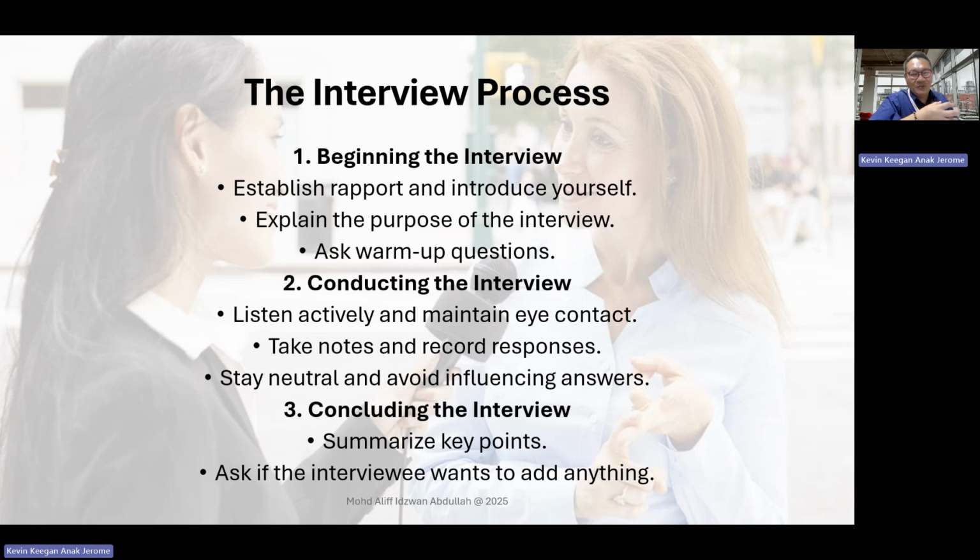Concluding the interview, summarize the points and ask if the interviewee wants to add anything to the session. And I believe a 1 hour session is not enough. Maybe 2 or 3 hours should be enough. Then you have to trim down the info to get the most out of it.